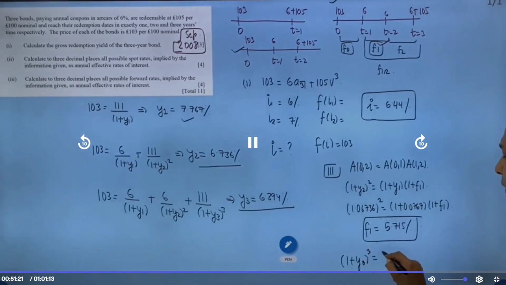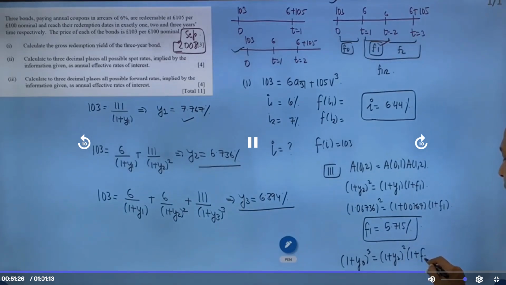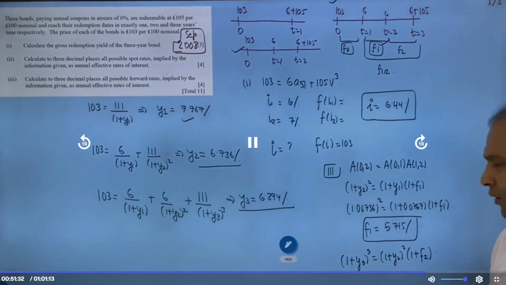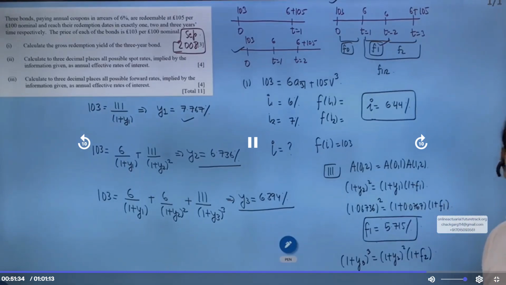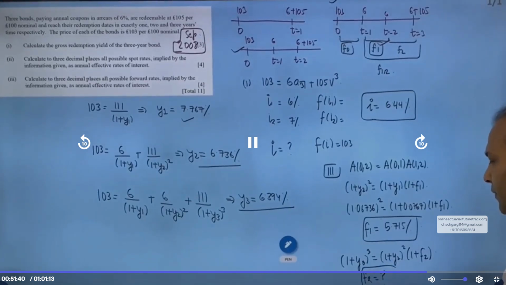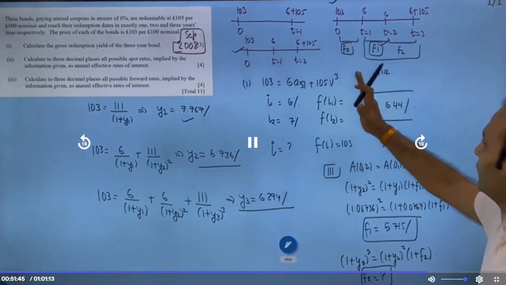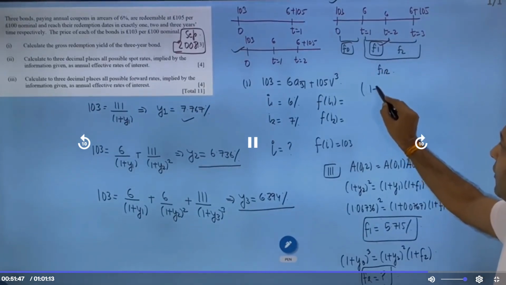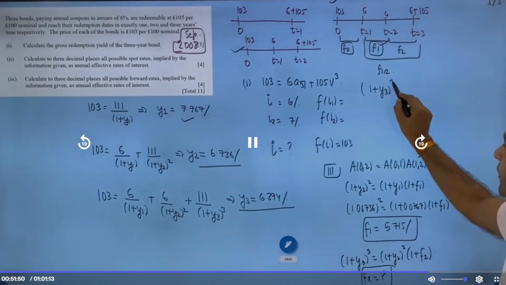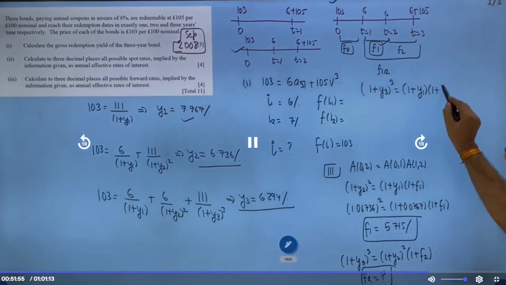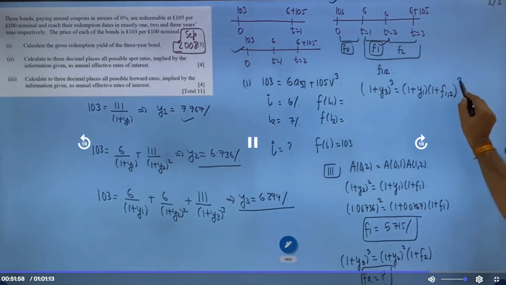(1 plus y3) cubed is equal to (1 plus y2) squared into (1 plus f2), right class? 2 means what? 2 to 3 only. So please solve this for f2. And class, similarly f1,2 is also we can find: (1 plus y3) cubed is equal to (1 plus y1) into (1 plus f1,2) squared.